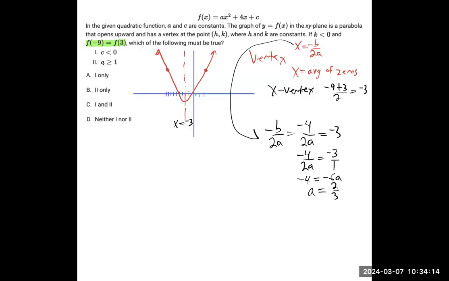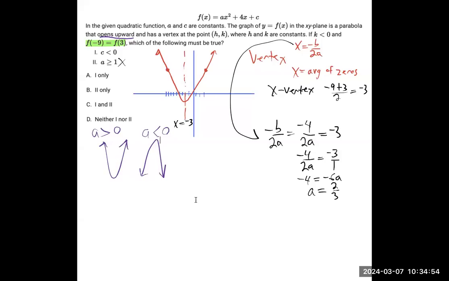So is a greater than or equal to 1? No, it's less than 1. It's 2/3. Now, what else can we do with the information we're being given? We know this thing opens upward. So from the very beginning, we would have known that a was a positive number at the very least, because if a parabola looks like this, it means its a coefficient is greater than 0, positive. And if a parabola looks like this, it means the a coefficient is less than 0, negative. But the vertex is at hk while it's opening upward.